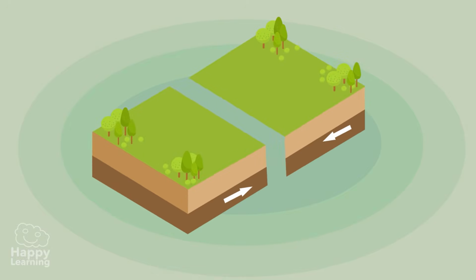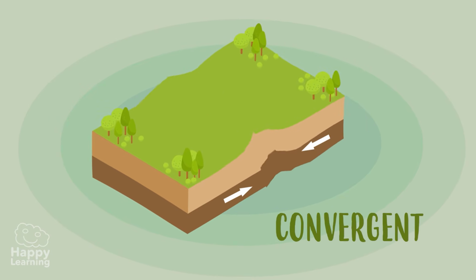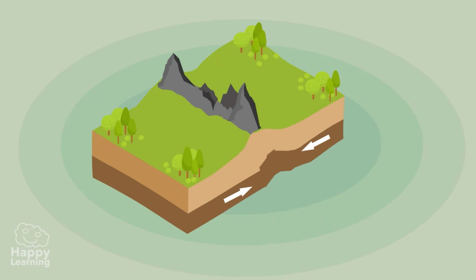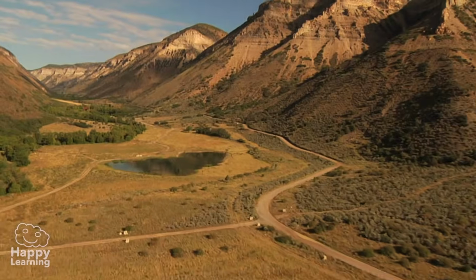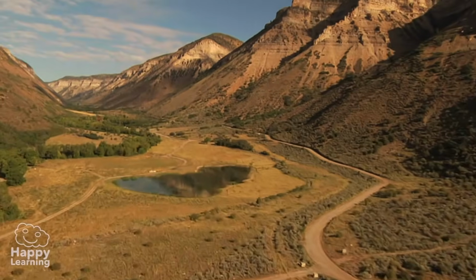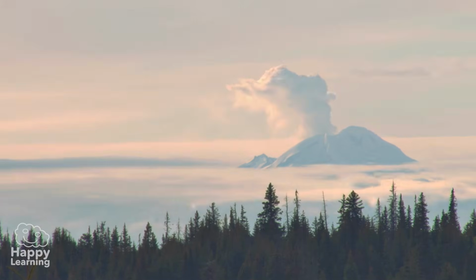When the tectonic plates bump into each other, they are called convergent plate boundaries and form a collision area where new mountains or mountain ranges like the Himalayas or Alps are formed. They can also trigger volcanoes and earthquakes.